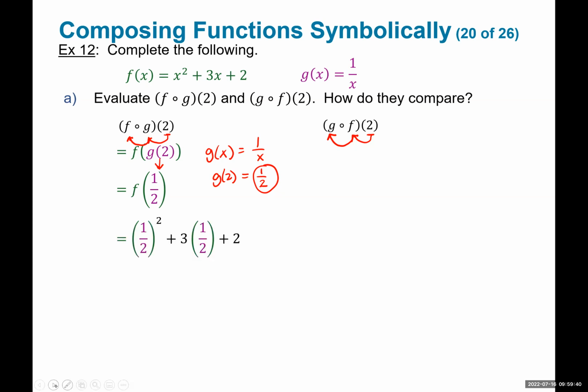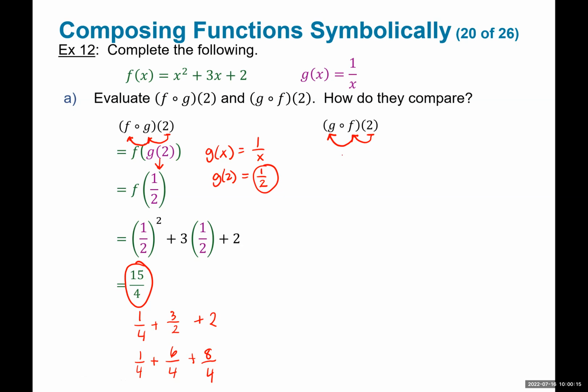So we got 1/2 squared plus 3 times 1/2 plus 2. I'm going to slow this down. 1/2 squared is 1/4, plus 3 over 2, plus 2. Find the common denominator: that's 1/4 plus 6 over 4 plus 8 over 4. I just made all these have a common denominator of 4. 8 plus 6 is 14, plus 1 is 15. That's how we get 15 over 4. You could also just use your calculator and solve it that way.